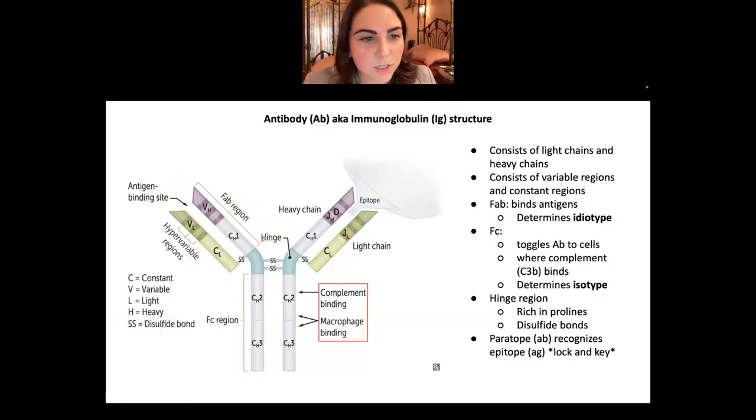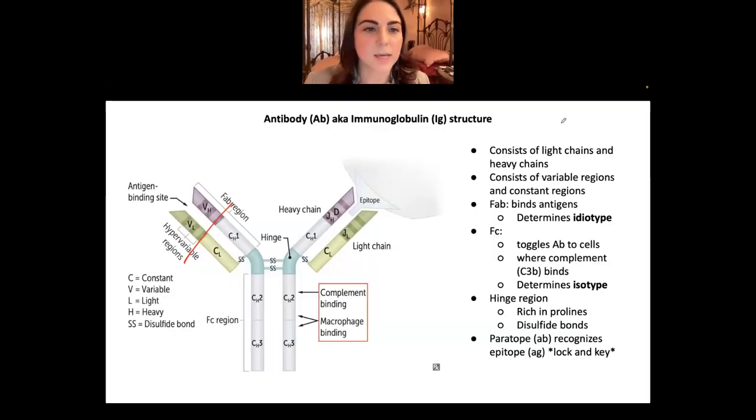We're not going to go too much into the hypervariable regions, but it's a fun fact that within the variable region, there are hypervariable regions. That is what we're going to talk about in this process today, where it can change to bind an antigen really nicely, but you don't have to know the specifics of that. It's just a portion of the variable region.